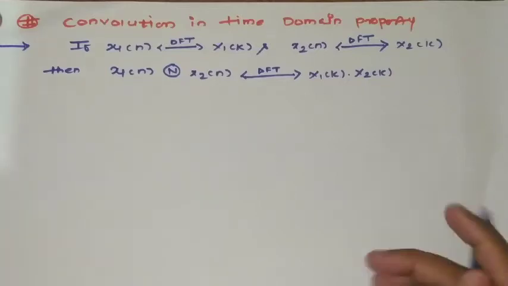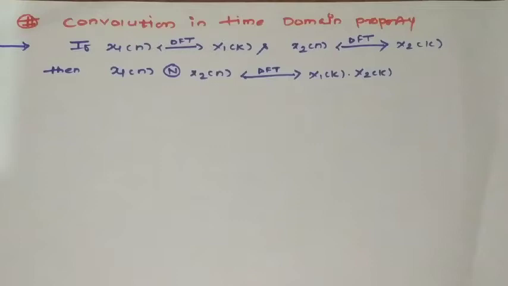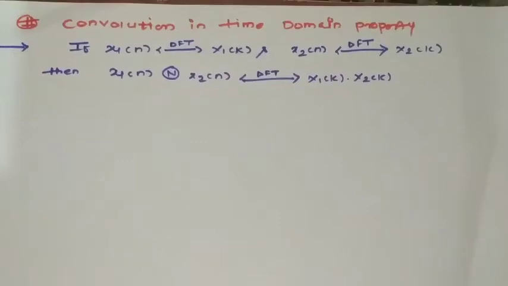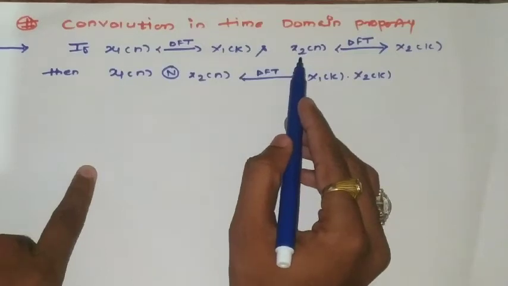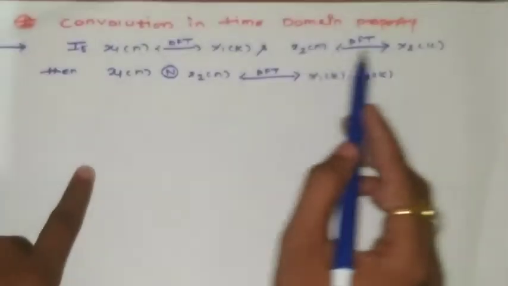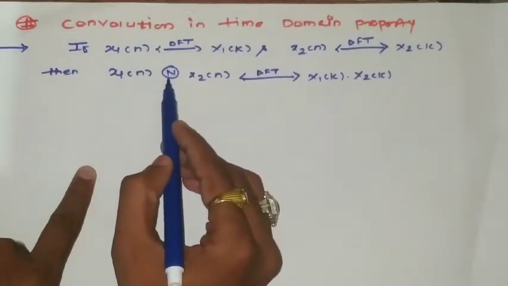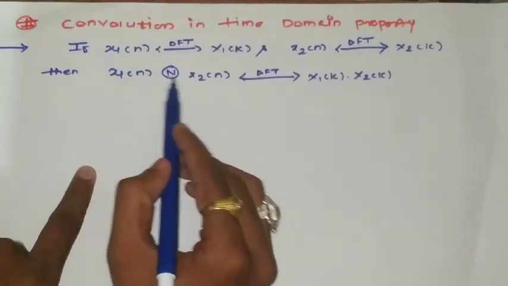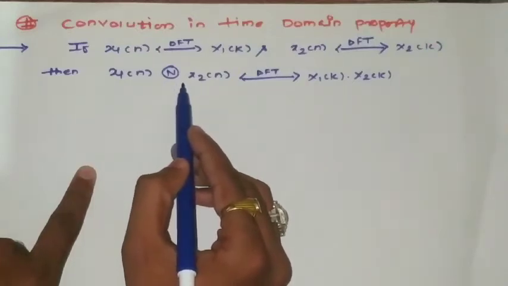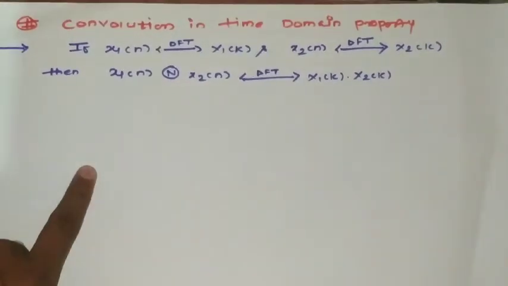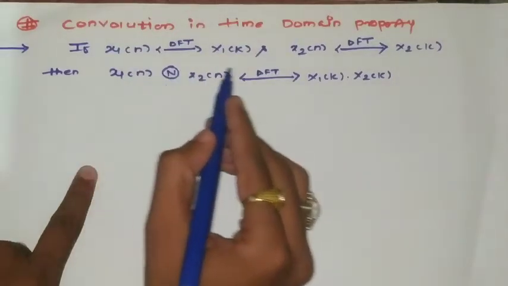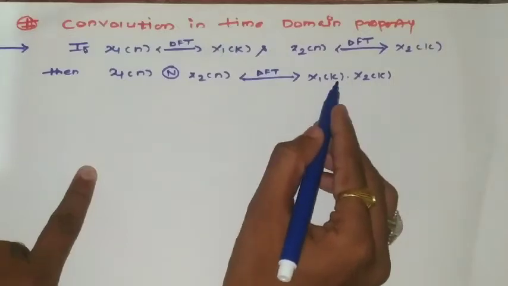So let us start with the first property, somewhat important in terms of analysis of any signal, which is called the convolution in time domain property. The statement is, if we have two sequences x1 of n and x2 of n whose respective DFTs are X1 of k and X2 of k, then the circular convolution of these two sequences in time domain, if you take its Fourier transform, will be multiplication in frequency domain. That means simply we can state this as convolution in time domain is nothing but multiplication in frequency domain.